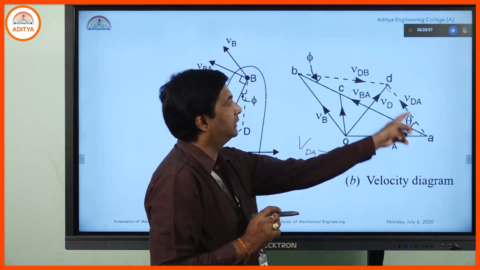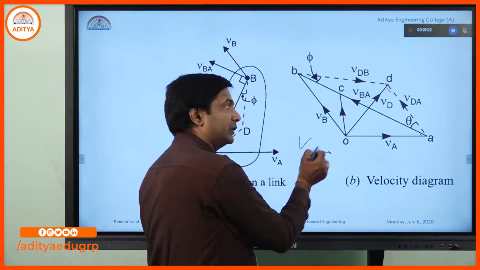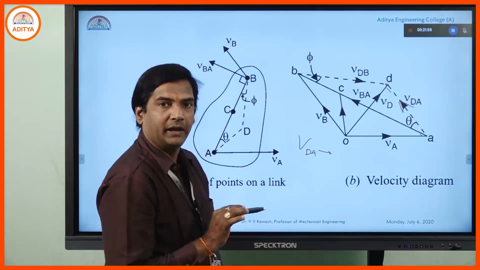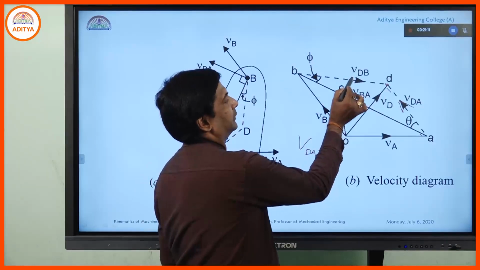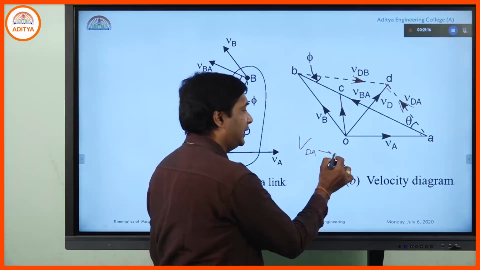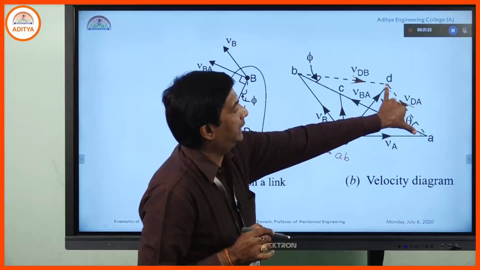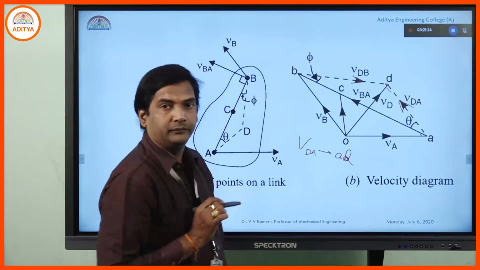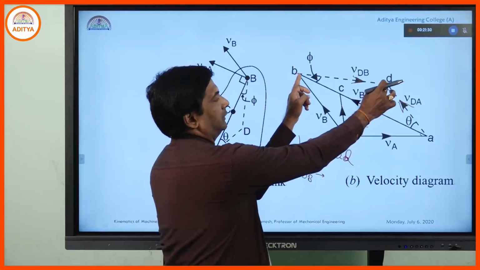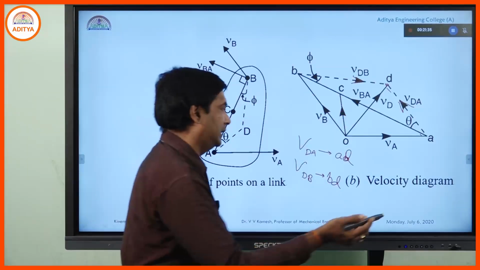After getting the intersection, AD is known to you and BD is known to you. So velocity of D with respect to A will be in the upper direction, VDA. Velocity of D with respect to B, in this direction, is VDB. So VDA will be known by calculating the length AD, not AB, it is AD. Now velocity of D with respect to B is known to you by calculating the length BD and scaling it, getting the calculation.